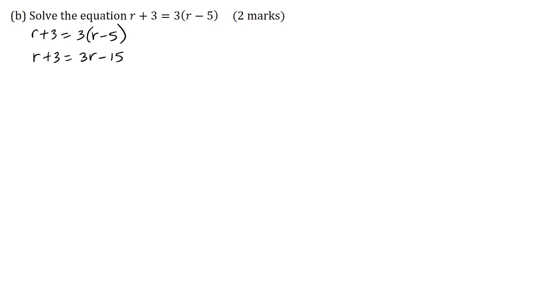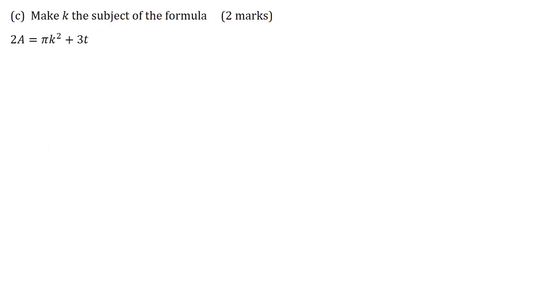And I'm going to put all the numbers on the left hand side, all the variables on the right hand side. So this becomes here 3 plus 15 is equal to 3r minus r. 15 plus 3 is 18 is equal to 3r minus r here is 2r. Divide by 2, divide by 2. r here is equal to 9.